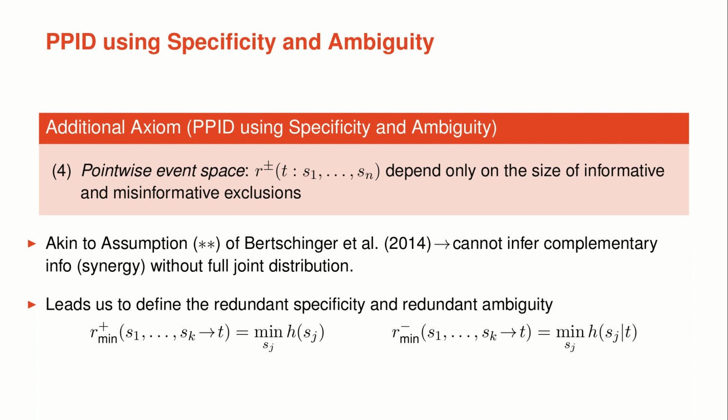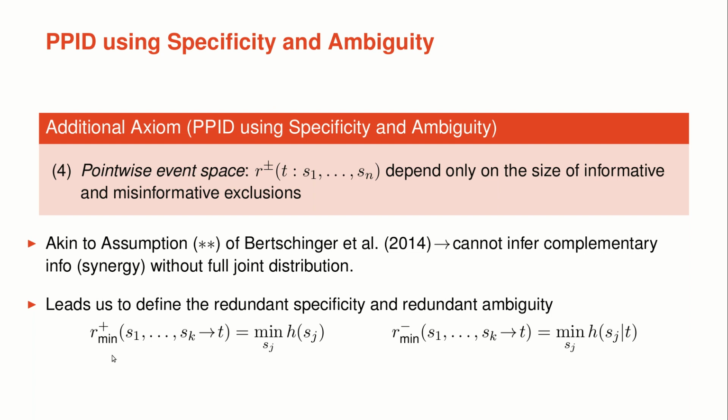Here in the pointwise space, we're suggesting that you cannot go up to that higher order complementary information term. You can only go up to that higher order complementary information term when you know whether those exclusions overlap or not. But at the level that we're inferring redundancy and unique information, you just need to know their size. The only sensible thing to do under that axiom is to take the minimum across all the sources.